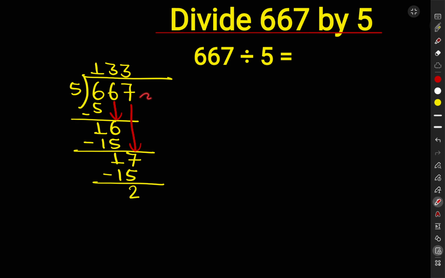So now we have no other number to put down. So we put a decimal here, so that we can put 0. So it is 20 and 5 times 4 is 20. On subtracting, we get 0.